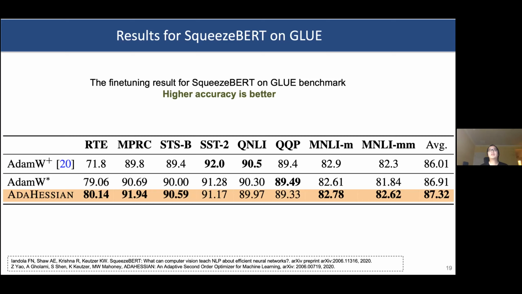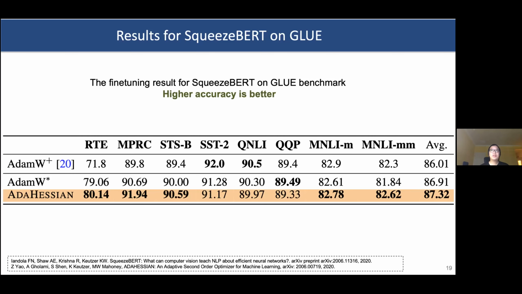And overall, the average performance of AdaHessian is roughly 0.4 better than AdamW. As you know, except for the BERT model, the performance gain for different models is usually roughly 0.3 or 0.4. So instead of changing your model, just changing your optimizer can also give you the same gain.